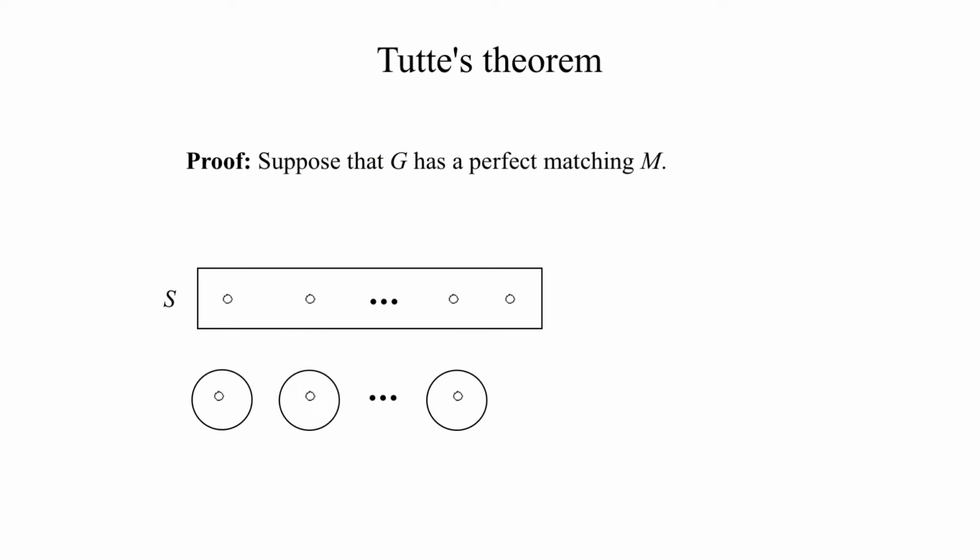Suppose that G has a perfect matching M, and let S be any subset of the vertex set of G. Then, for any odd component K of G minus S, there must be at least one edge of M in the cut associated with K. As K is a component of G minus S, every edge in this cut has one end in K and one end in S. We deduce that the number of odd components of G minus S is smaller than or equal to the number of the elements of S. Summarizing, if G has a perfect matching, then Tutte's condition holds.